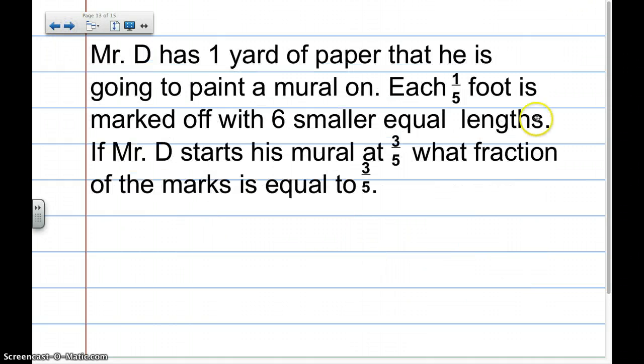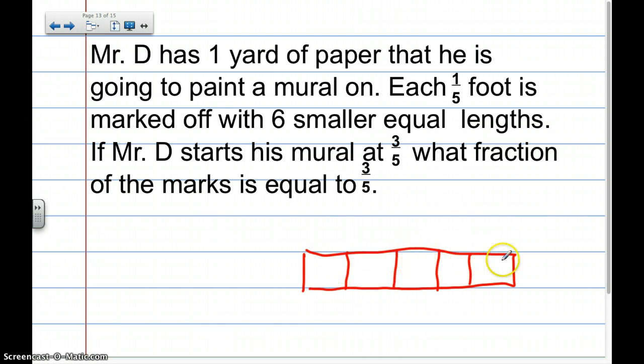Let's look at another one. Mr. D has 1 yard of paper that he's going to paint a mural on. Each 1/5 foot is marked off with 6 smaller equal lengths. If Mr. D starts his mural at 3/5, what fraction of the mark is equal to 3/5? So I'm going to do another strip right here, and I'm going to split it into 5 pieces.